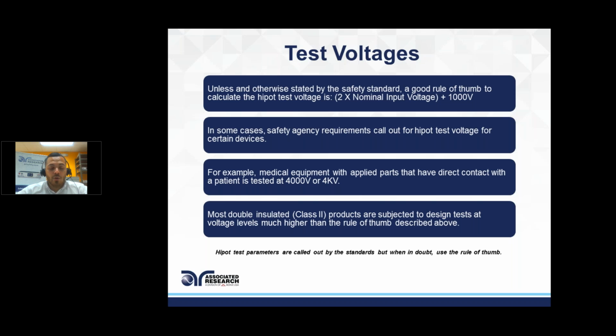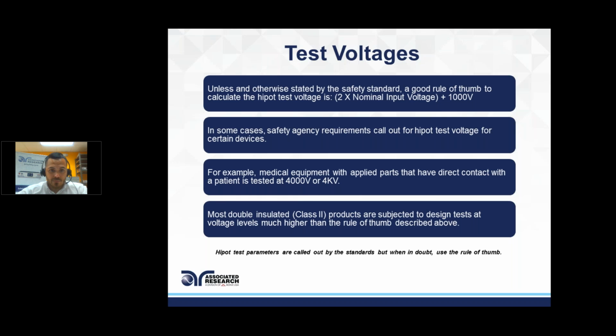Okay, now most standards will state for the Hipot test 2 times the rated input voltage plus 1,000. Now in the US, most input ratings are 120 volts, so 120 volts times 2 is 240, plus 1,000. That's why our instruments come defaulted with 1.24 kilovolts.